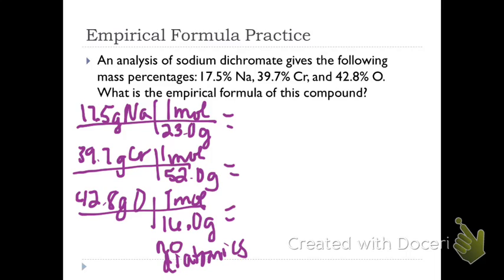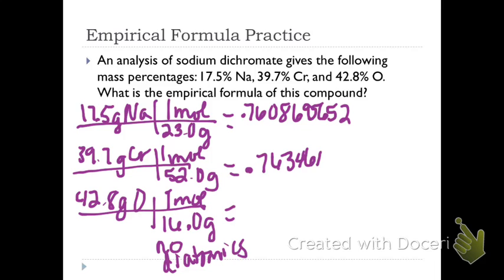Get out a calculator, start dividing. When you get the number of moles, do not round for significant figures. Keep more digits than you think are necessary to ensure that your answer is correct. In this case, you get 0.7608695652 moles. In the second case, you get 0.7634615385 moles. And in the last one, you get 2.675.